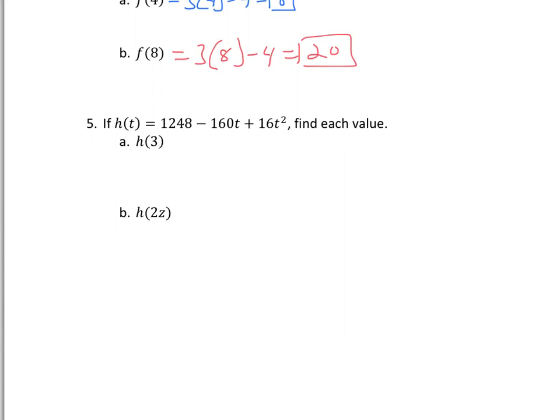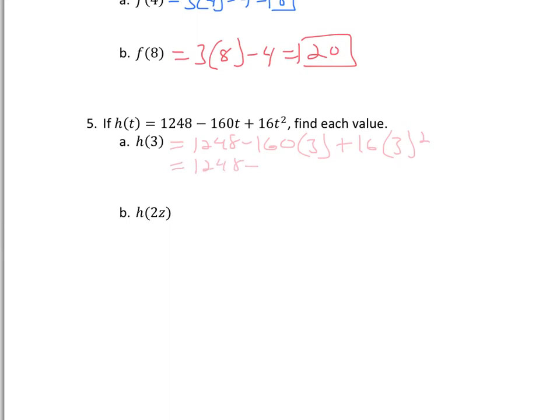We're also going to practice with these squareds right here. Make it a little more complicated. We're going to plug in 3 for all of the t's. 1248 minus 160 times 3 plus 16 times 3 squared. Now we have to remember our order of operations. So for the order of operations, we have to do our squared first. So 3 squared is 9.